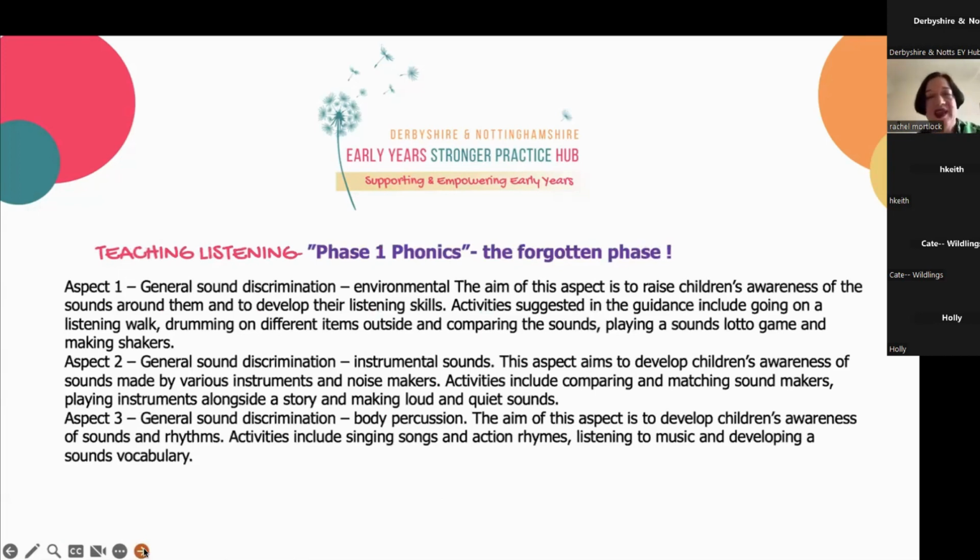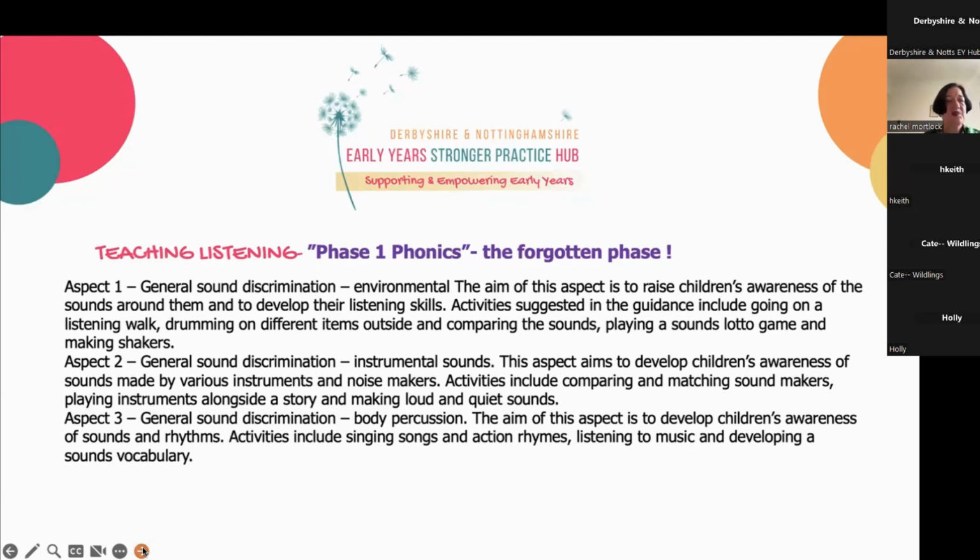Just a little plug here for phase 1 phonics, which I've called the forgotten phase. Actually, it's come back a little bit this year, but the activity that we saw with the listening was actually very much a phase 1 phonics activity. So very clear again, there's no expectation that children are going to be formally taught phonics before reception, but what we need to do is teach that listening, teach them that sound discrimination.